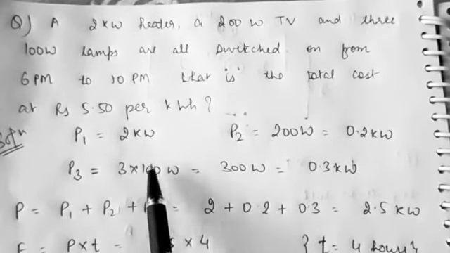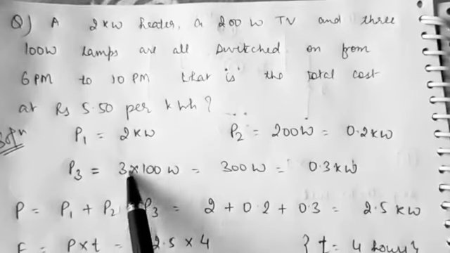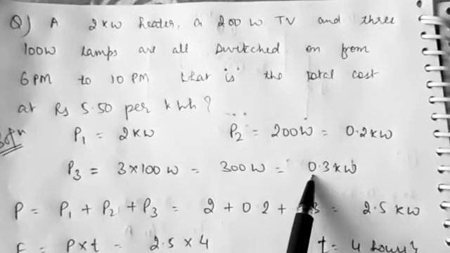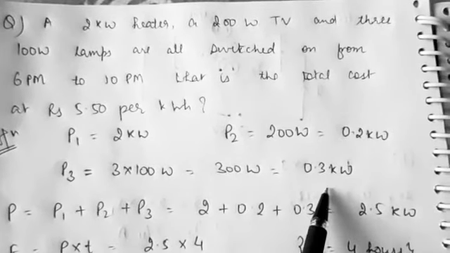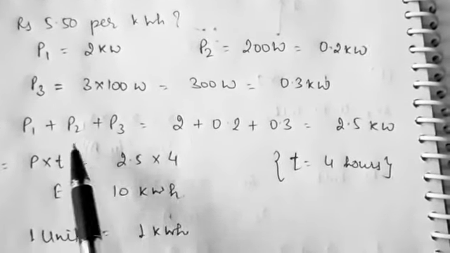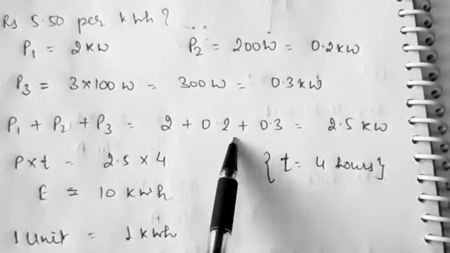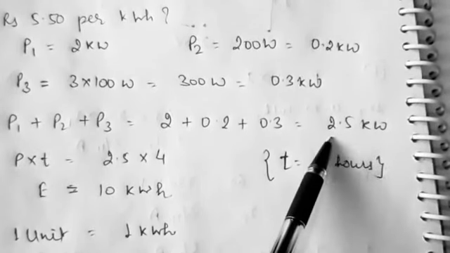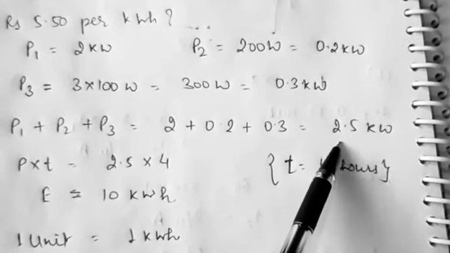each of 100 watt. So one bulb is 100 watt, so 3 bulbs will be 3 into 100 watt, that is equal to 300 watt. So the rating comes to be 0.3 kilowatt, we divide by 1000. So the total power rating comes to be 2 plus 0.2 plus 0.3, that is equal to 2.5 kilowatt. So this is the total rating of the home.